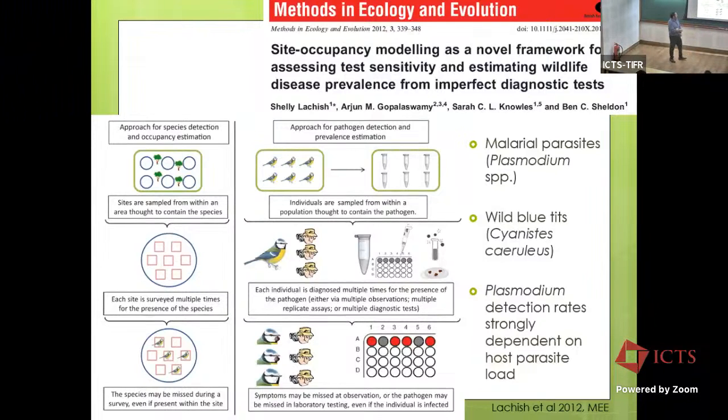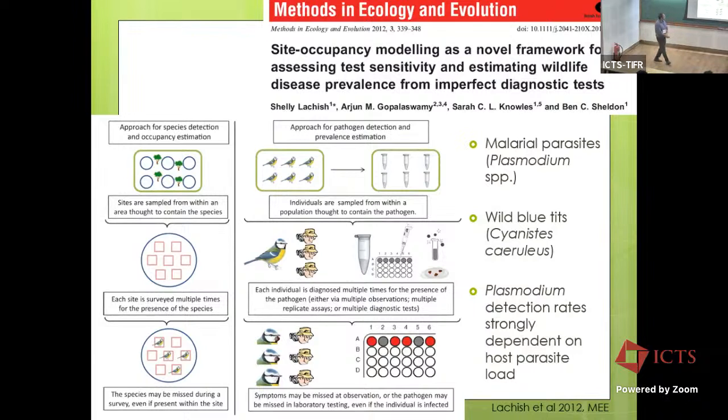And what they found was that the detection rate in the blue tits of the Plasmodium depended on the parasite load that the host had. So the higher the parasite load, the higher the detection rates were. So just to give you an example of how an occupancy modeling framework can be applied to cases where detection may not be perfect, even in the case of the disease or the parasite.